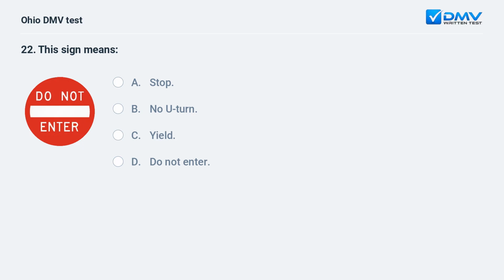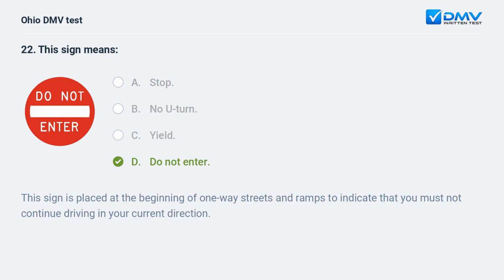This sign means A. Stop. B. No U-turn. C. Yield. D. Do not enter. D. Do not enter. This sign is placed at the beginning of one-way streets and ramps to indicate that you must not continue driving in your current direction.